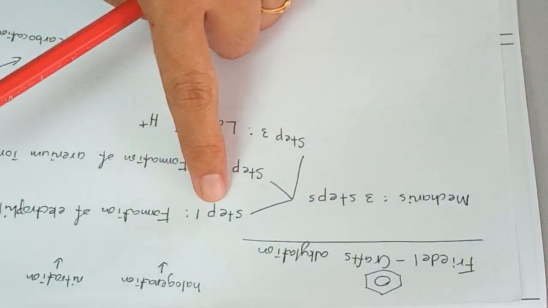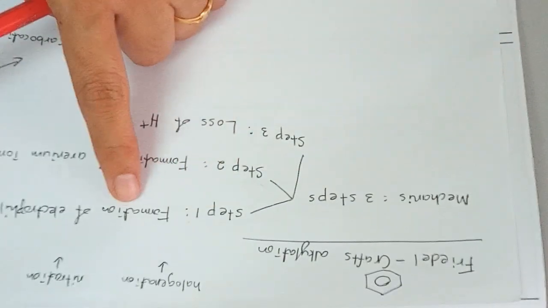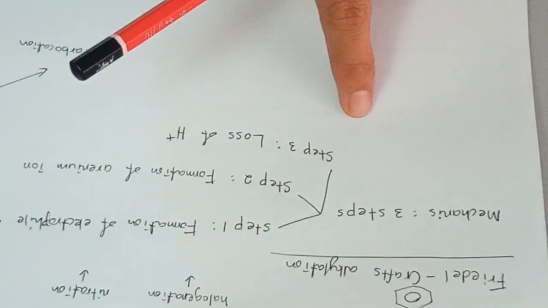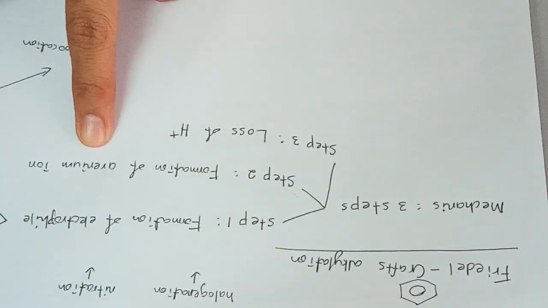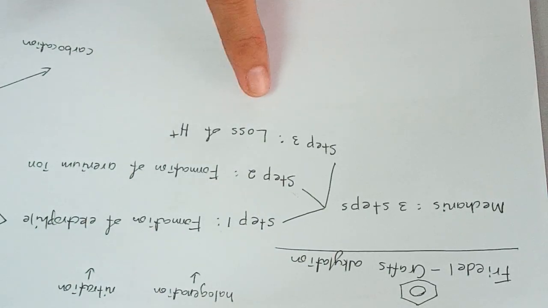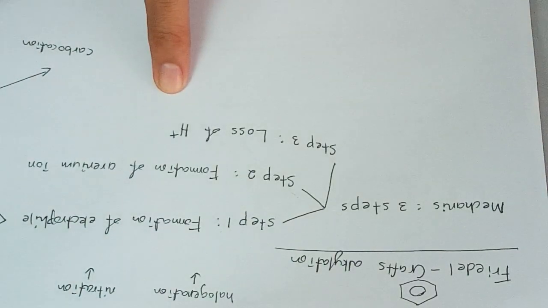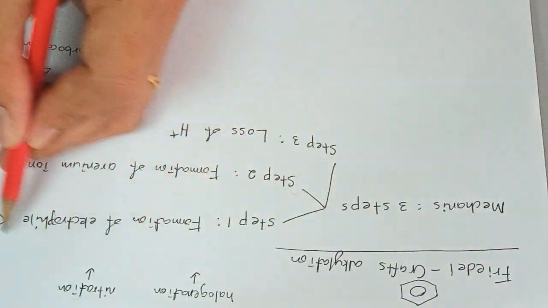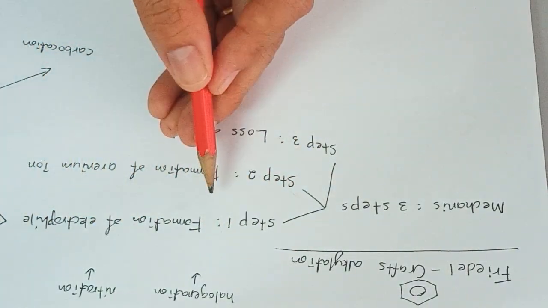Remember, we have 3 steps. Step 1 is the formation of electrophile. Step 2, formation of arenium ion. And step 3, loss of the proton or loss of the H+. Okay. For step 1, I want to emphasize step 1 first.